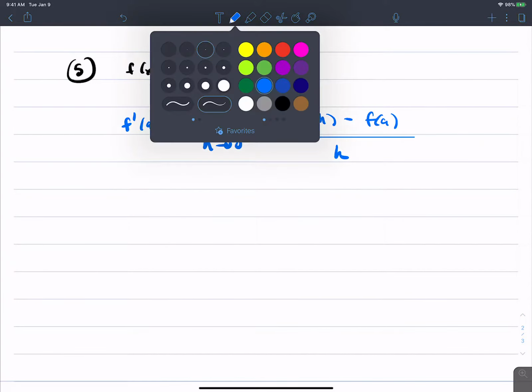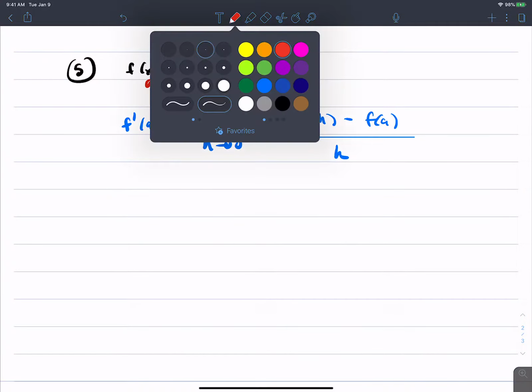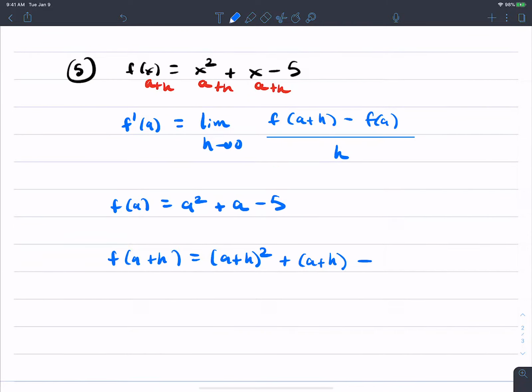So again, we have to plug in values, right? We're going to plug in a wherever there's an x, so that we get f of a is a squared plus a minus 5. We're now going to plug in a plus h. A plus h becomes a plus h squared plus a plus h minus 5.